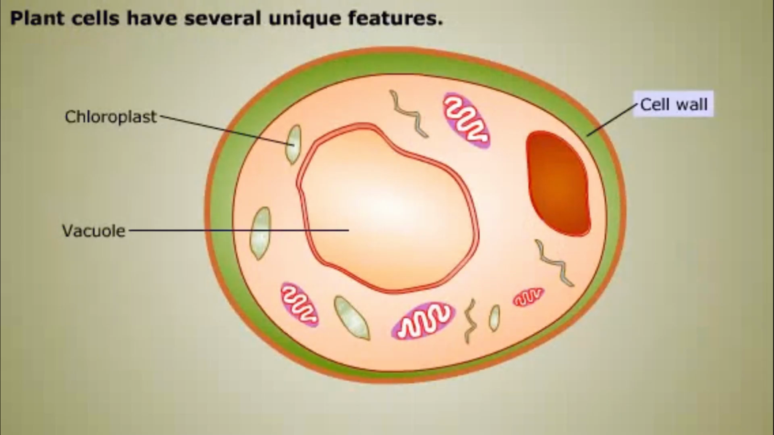Let's consider the distinctions between plant cells and animal cells. Plant cells have three distinguishing features: a cell wall, chloroplasts, and large vacuoles. The cell wall protects a plant cell, helps maintain the cell's shape, and contributes to the overall structural support of the plant.